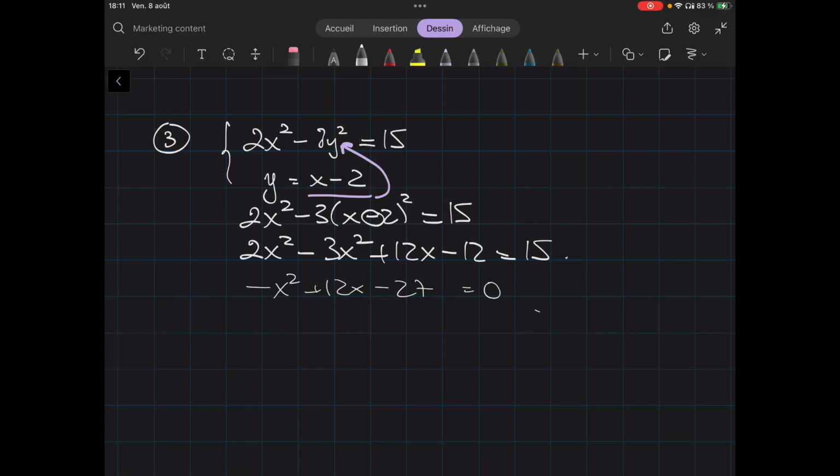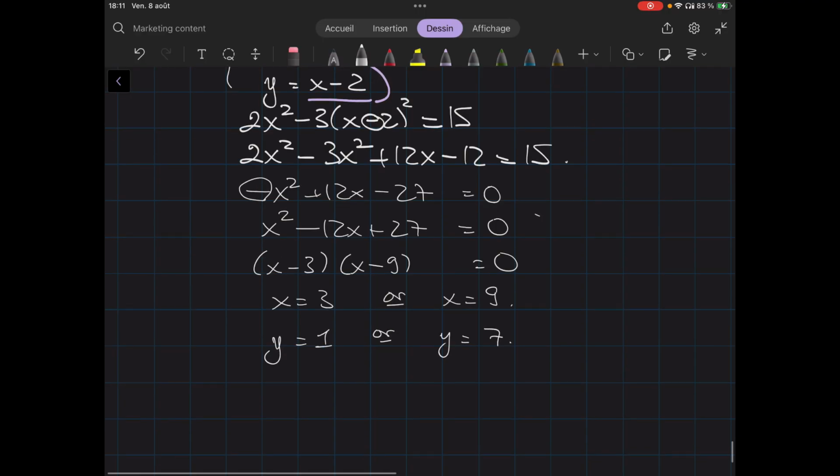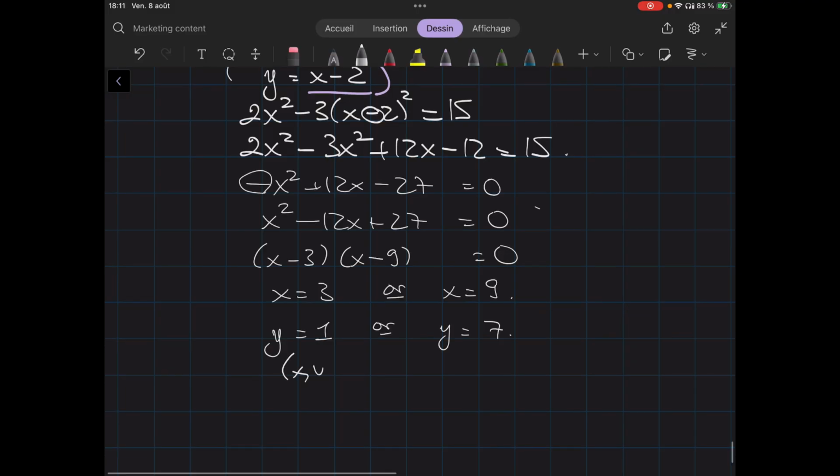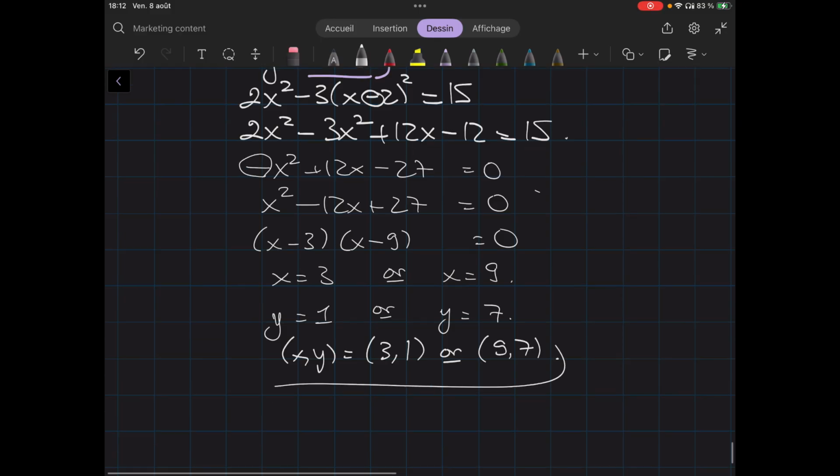Multiply everything by negative 1 because I do not want to play with this. And we have 3 and 9. So x is equal to 3 or x is equal to 9. y is x minus 2. So y is equal to 1 or y is equal to 7. Therefore, x, y is either equal to 3, 1 or 9, 7. One more standard to go.